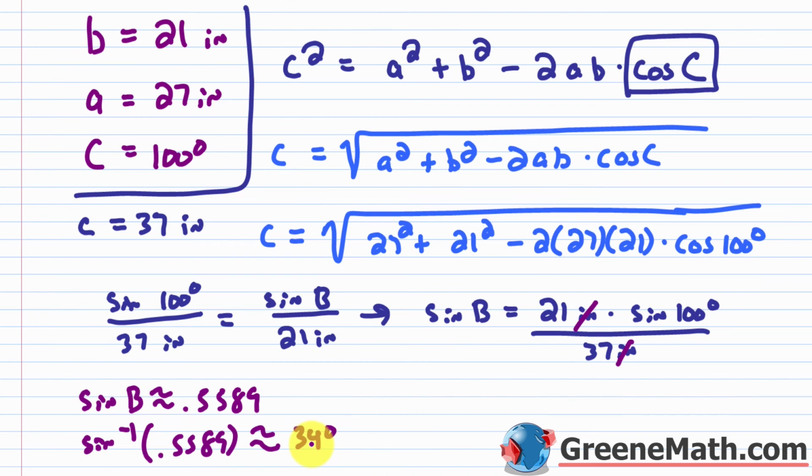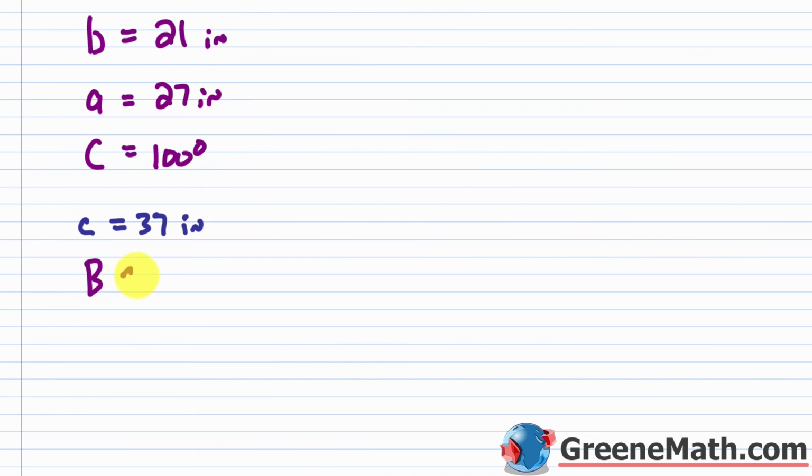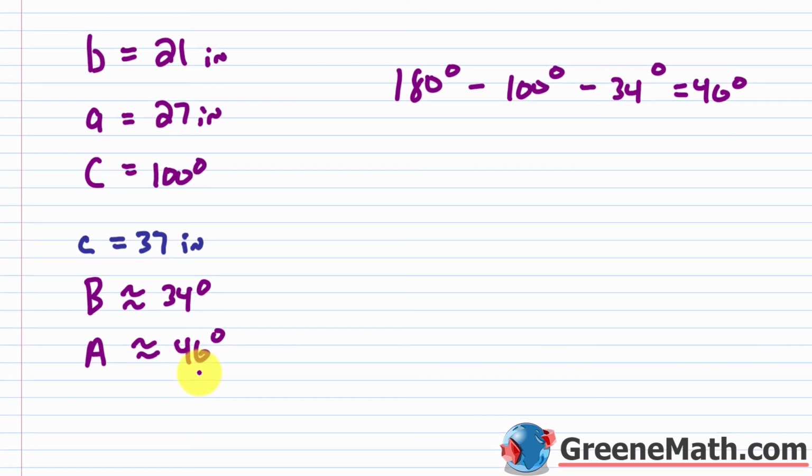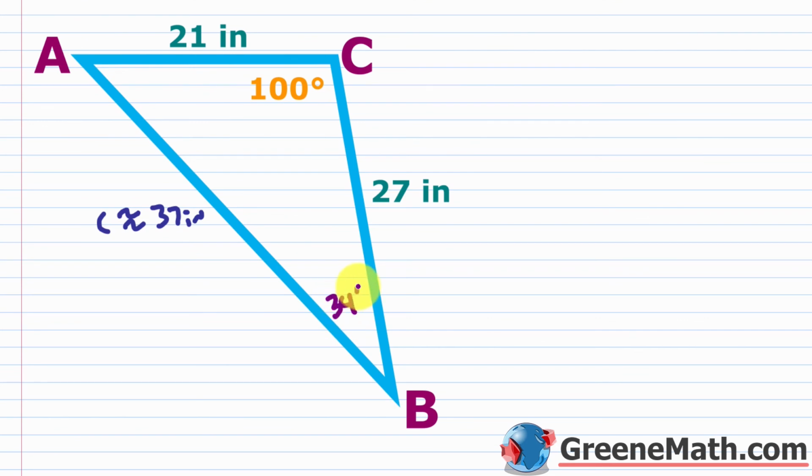So let's erase all this, and I'll say that B is approximately 34 degrees. And then to find A, all you have to do is subtract. So you're going to do 180 degrees minus your 100 degrees, which would be 80 degrees, and then minus your 34 degrees, which would give me 46 degrees. So A is approximately 46 degrees. So we've solved this guy. Let's go back up, and I'll say this is 34 degrees, and this is 46 degrees.